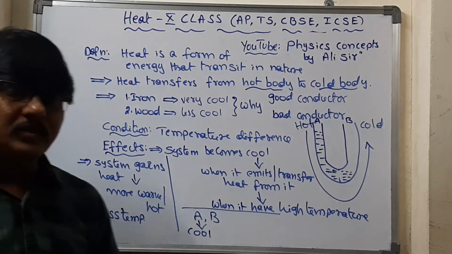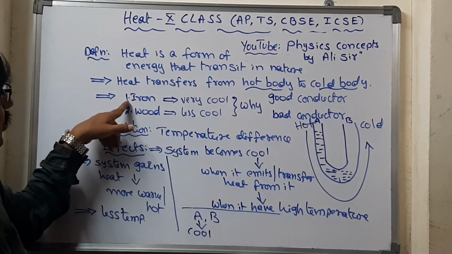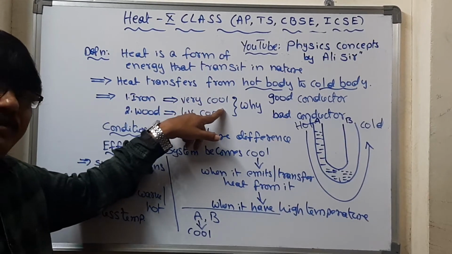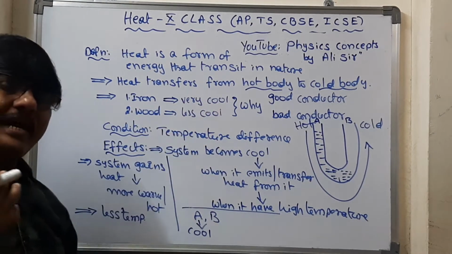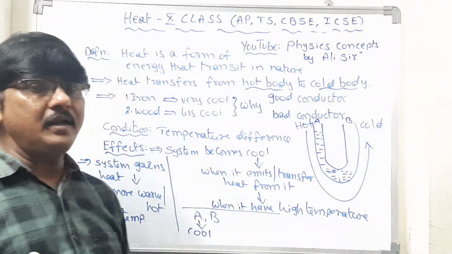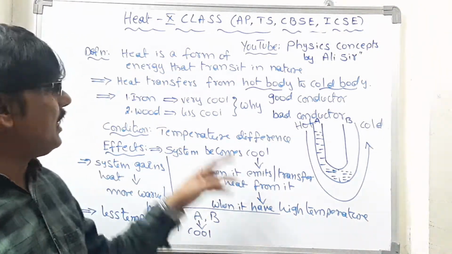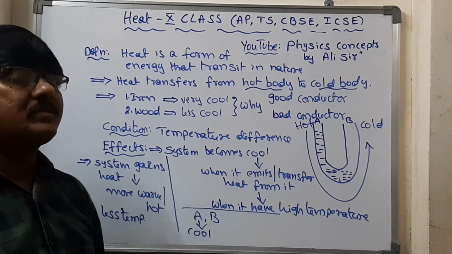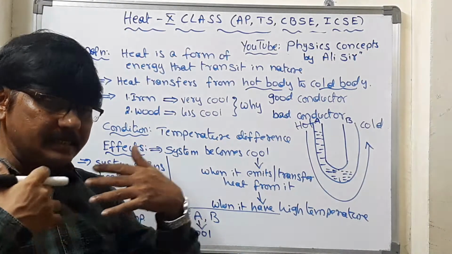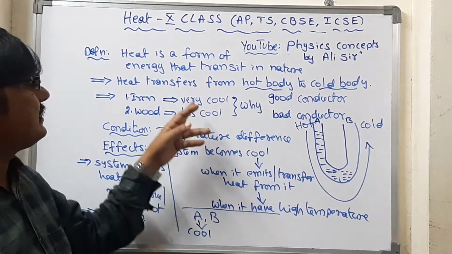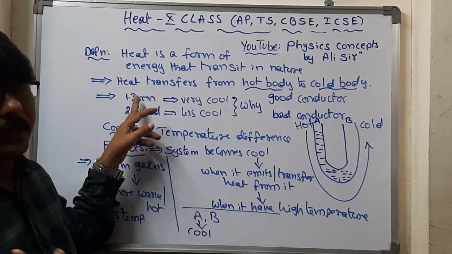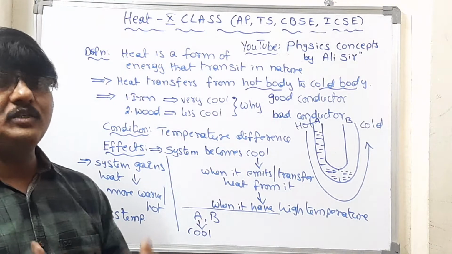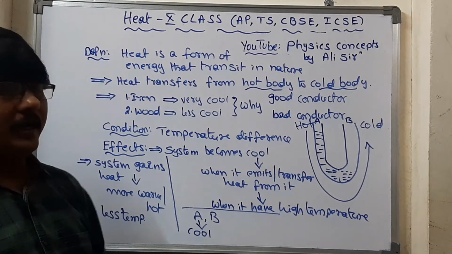Still, we can take some more examples. Let's come back to the situation: why, when we are touching that iron, do we feel very cool? Yes, our body has a high temperature, and the heat is transferring from our body to the iron. That is why we are feeling cool, because heat is transferring from the hot body, that is ourselves, to the cool body, that is this iron piece. Okay, understood?